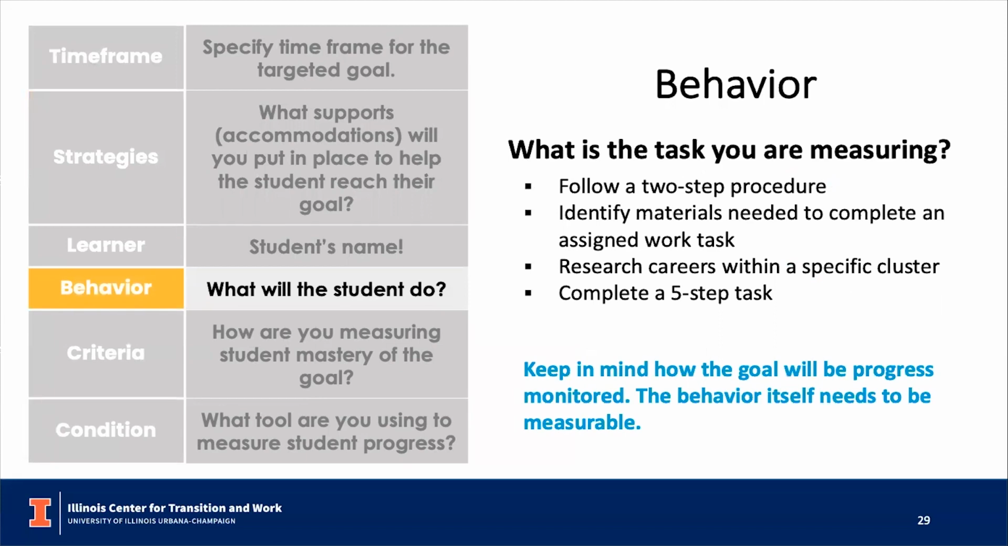Behavior. What will the student actually be doing? What is the task that's occurring? What are we measuring? What are we seeing with our eyes occurring? Okay. Are we following a 2-step procedure? Are we identifying materials needed to complete an assigned work task? Are they going to research careers within a specific career cluster of interest? Are they going to complete a 5-step task? Really thinking about what's the behavior we're targeting that is going to meaningfully move that student one step closer towards their post-secondary goal, but also thinking intentionally, how are you measuring this? We need to make sure that the measurement of the behavior is aligned with the behavior, okay? Like we mentioned before, we're going to talk about that in a second here, but also thinking about what's the behavior and how can I measure that behavior, which is going to be really important.